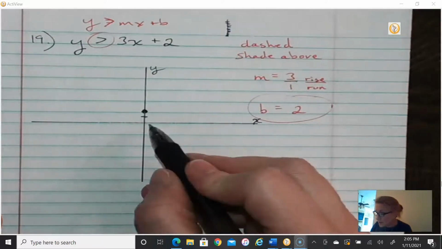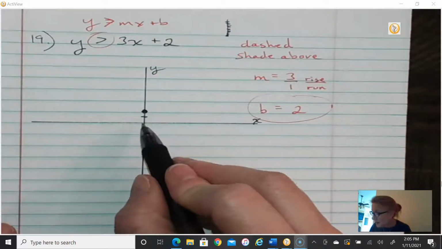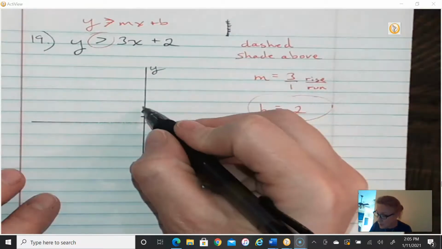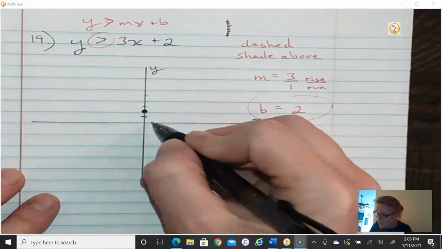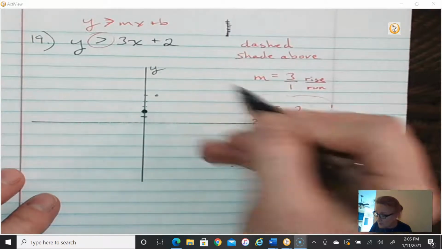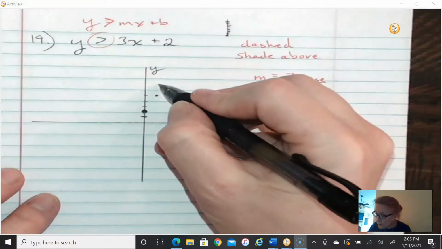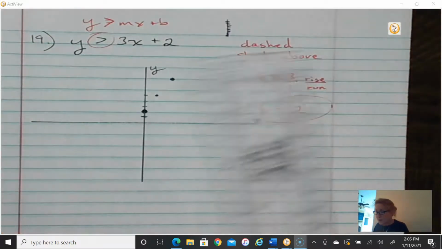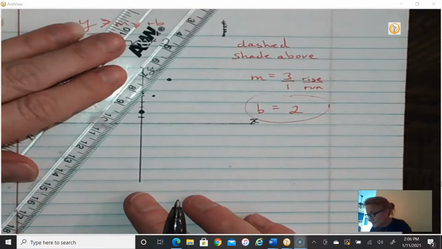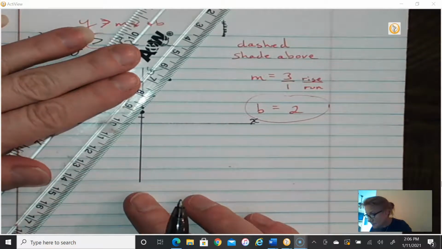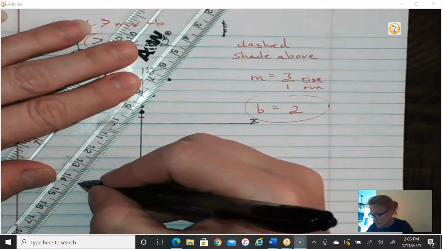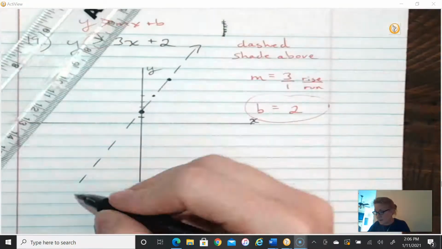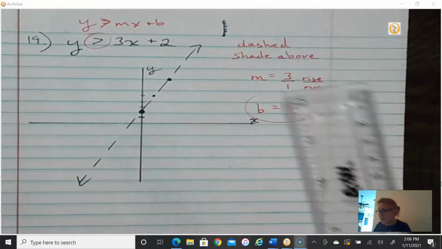Okay, so this is just for notes. So we have 2. Now our slope is 3 over 1. 1, 2, 3, and 1. 1, 2, 3, and 1. So it's going to be about like that. Now, it's a dashed line. There's my dashed line. We shade above.